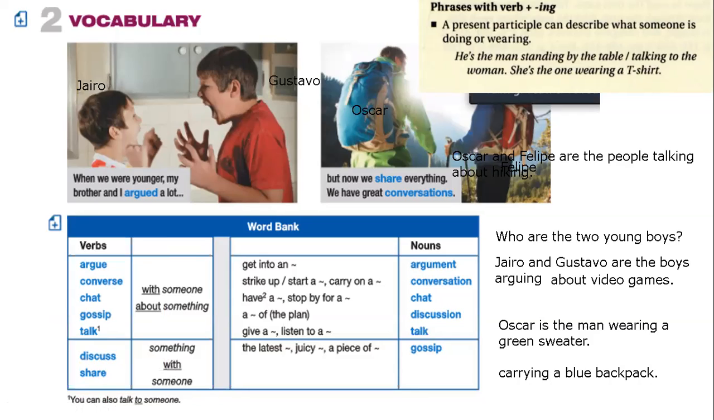Ahora, chat about education, talk about education, gossip about celebrities. Yeah? And now look at the nouns. What are the nouns? Argument, conversation, chat, discussion, and talk. Okay?